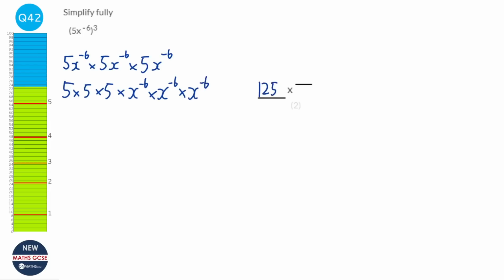Now when you times powers with the same base, which we have here because they're all x to the power of minus 6, you add the powers together. So minus 6 plus minus 6 plus minus 6, which is going to be minus 18. Something else we could have done is 5 to the power of 3 here, 125, and then done minus 6 times the 3, which would have given us minus 18.